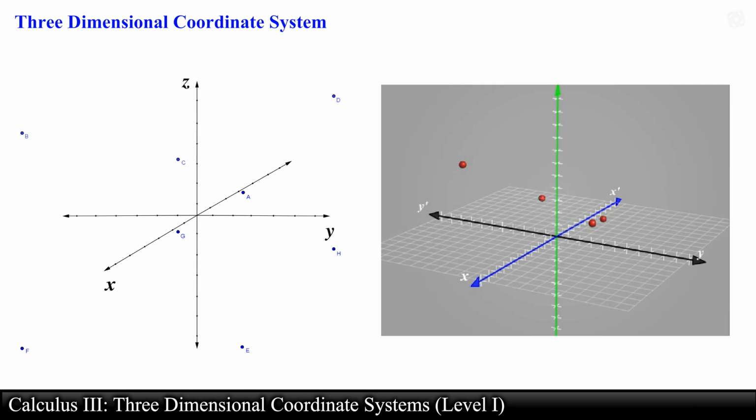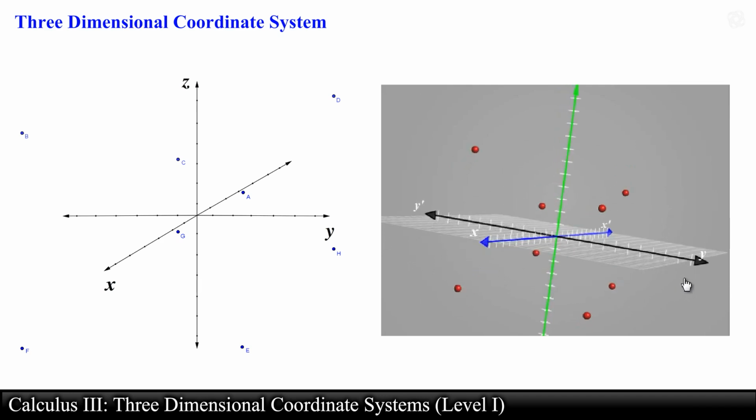Point C. Point D. Point E. Point F. Point G. And finally, point H. So we grab this Cartesian plane and move it around like this.